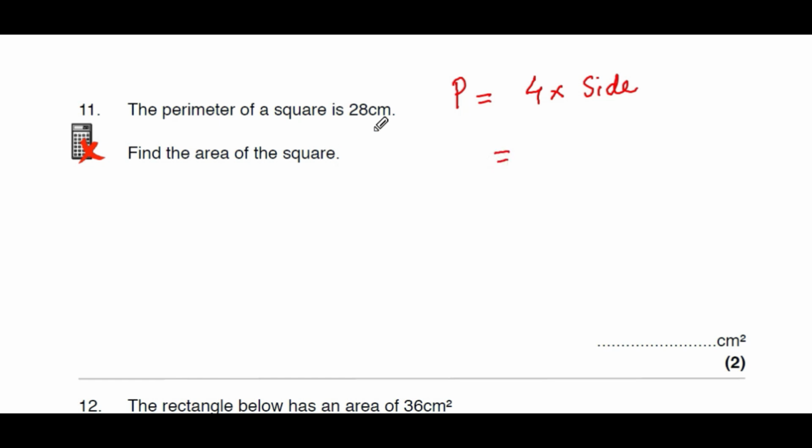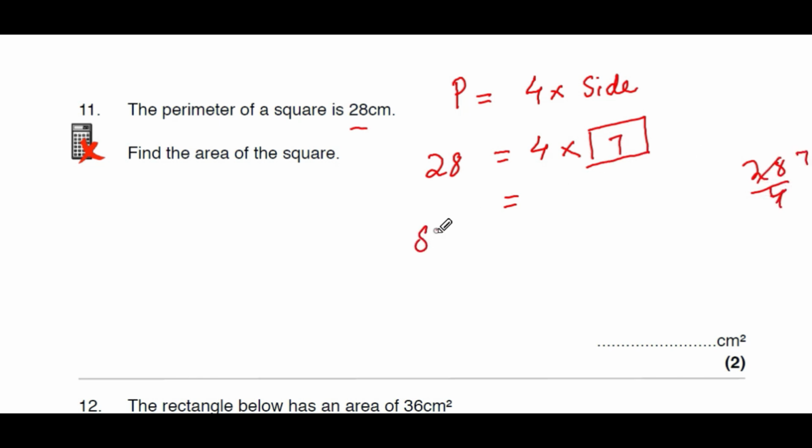So if you are given a perimeter of 28 centimeters, what will be the side of the square? The side of a square means 4 times what equals 28? That is 28 divided by 4, which will give you 7. So the side of the square is equal to 7 centimeters. So we have a square with 7 centimeters on each side.